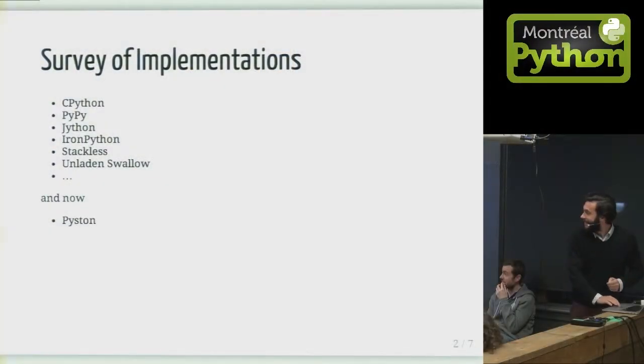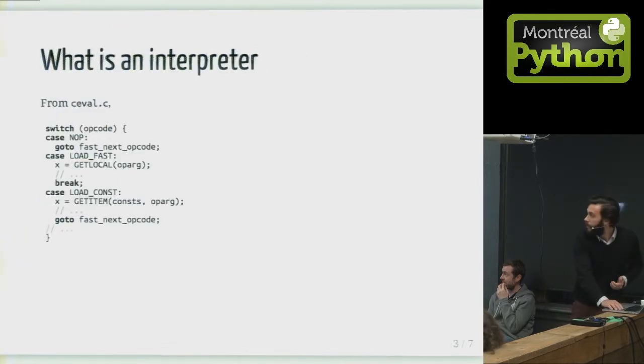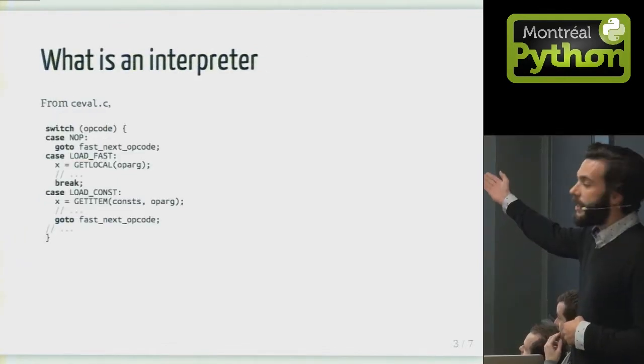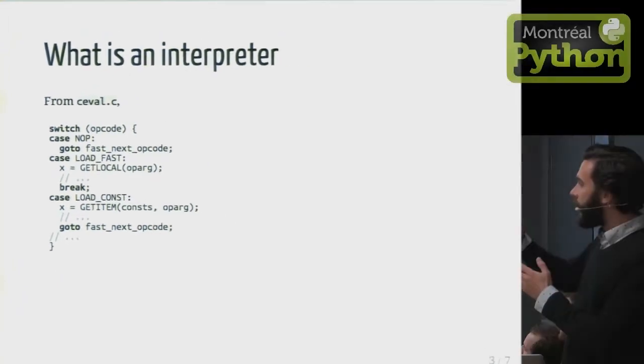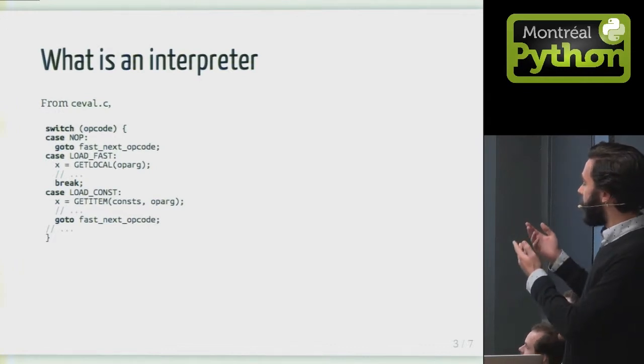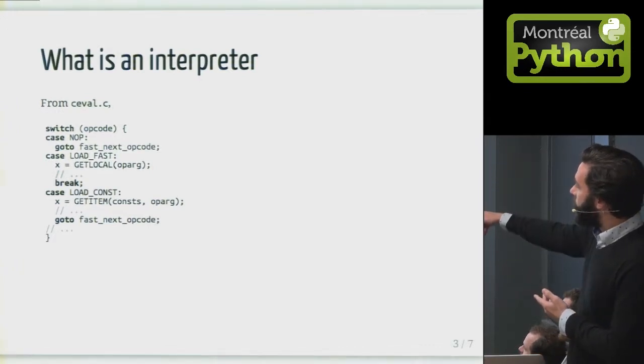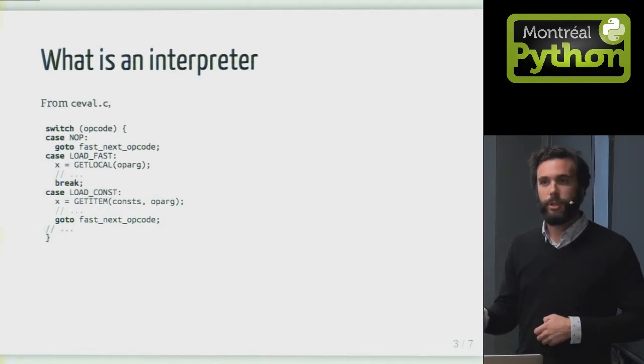But first, I'm going to explain what an interpreter is and how a JIT compiler makes things faster. So what's an interpreter? If we look at ceval.c, which is in the Python source code, we can see just a huge switch statement. So what Python does is it reads your Python file, chews on it for a while, and then outputs in memory a list of opcodes to execute. So you get this flat list of instructions that are fed into the switch statement, and Python's just going to run them in sequence.